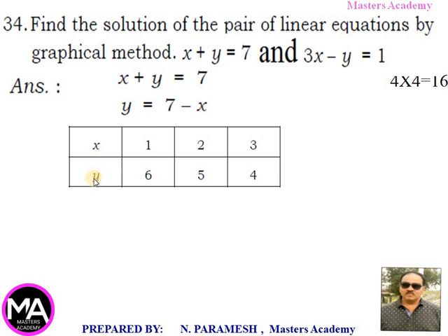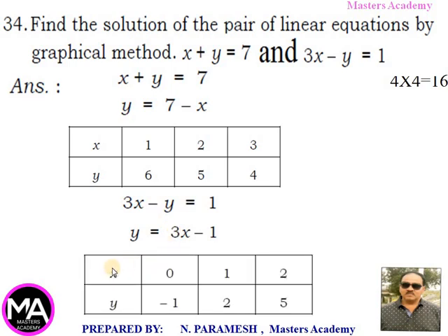Put x is equal to 1, 7 minus 1 is 6. Put x is equal to 2, 7 minus 2 is equal to 5. Put x is equal to 3, 7 minus 3 is equal to 4. 3x minus y is equal to 1, y is equal to 3x minus 1. Put x is equal to 0, 0 minus 1 is minus 1, y is minus 1. Put x is equal to 1, 3 ones are 3 minus 1 is 2. Put x is equal to 2, 3 twos are 6, minus 1 is 5.